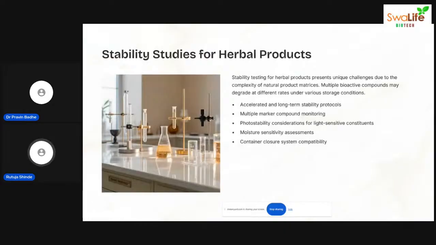Next is stability studies for herbal products. Stability testing also presents unique challenges. Herbal products often contain multiple compounds, each degrading at different rates. That means we must monitor more than one marker compound, assess moisture sensitivity, and even consider photostability for light sensitive constituents. Container and closure systems also matter. They can make the difference between maintaining product quality or accelerating degradation.